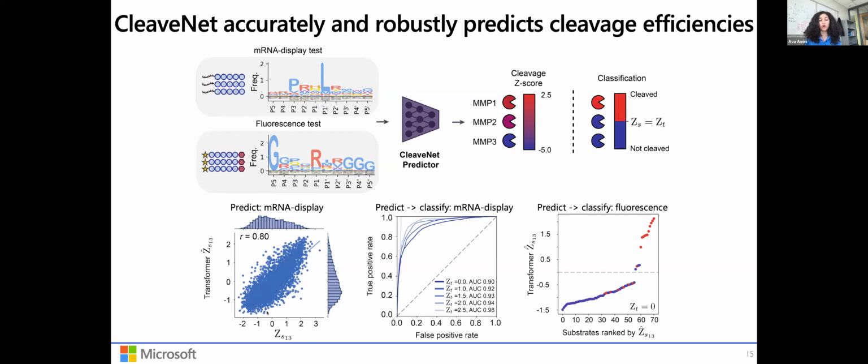And here we can see across both the mRNA display and independent fluorescence test sets, we get good predictive robustness when deploying the CleaveNet predictor model. And so here I'm showing just an example of results for one MMP, MMP13. Of course, we evaluated across the spectrum of distinct MMPs that we tested on, and all those results are included in the paper.